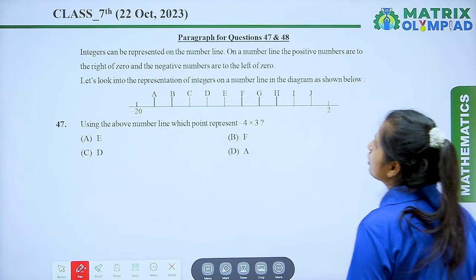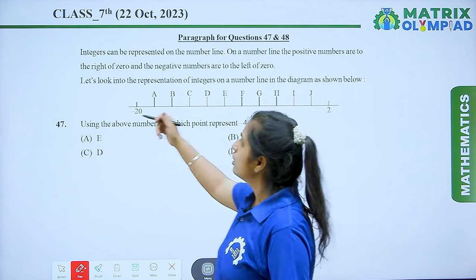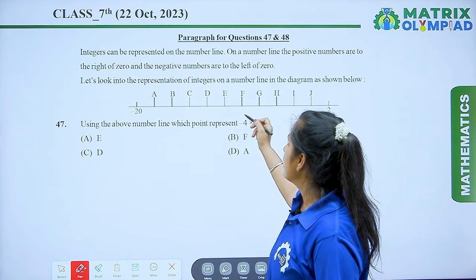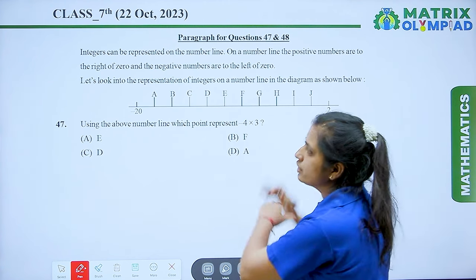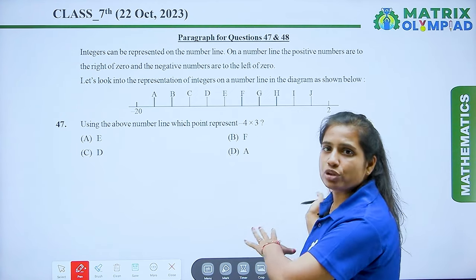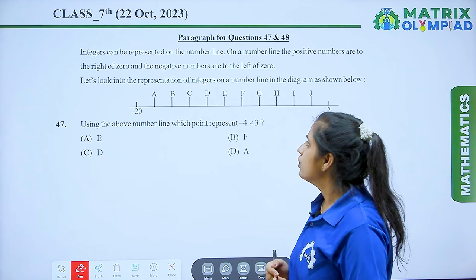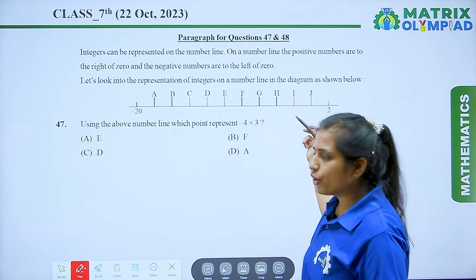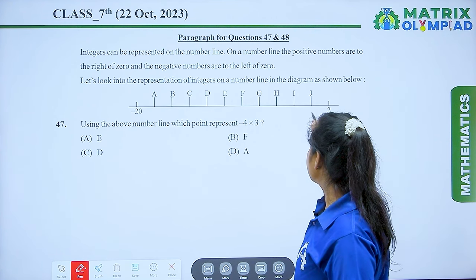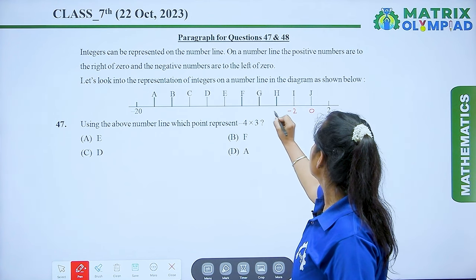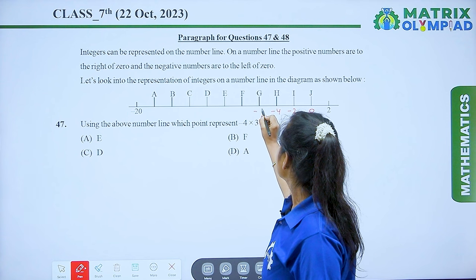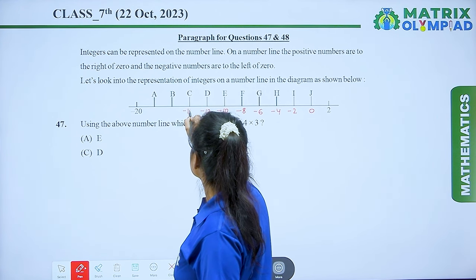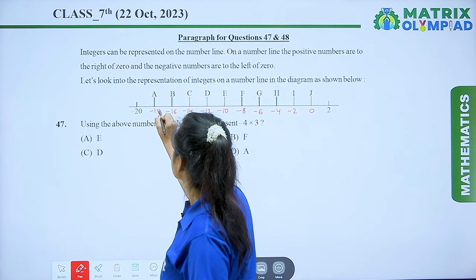Integers can be represented on the number line. On a number line, the positive numbers are to the right of 0 and the negative numbers are to the left of 0. So let's look into the representation of integers on a number line in this diagram. Two integers are written on the positive side and in the negative side, the rest are variables. Now we have to find out the integers which are placed under the points A, B, C, D. So let's first write down the integers: 2, 0, minus 2, minus 4, minus 6, minus 8, minus 10, minus 12, minus 14, minus 16, and this is minus 18.